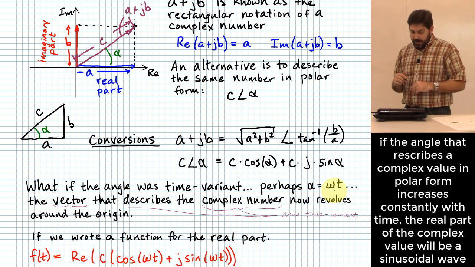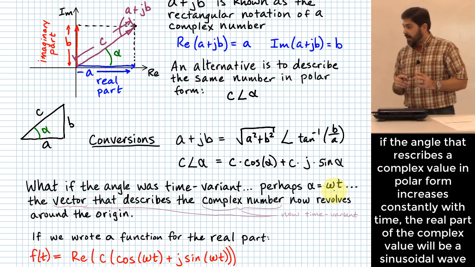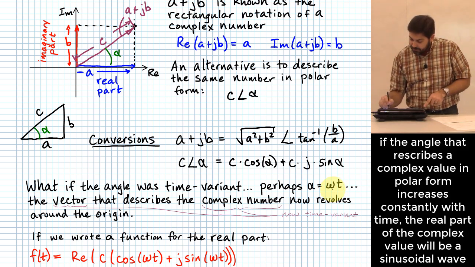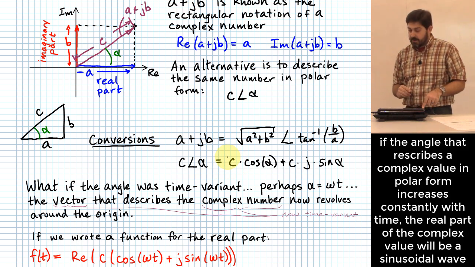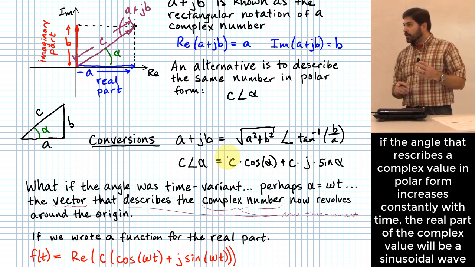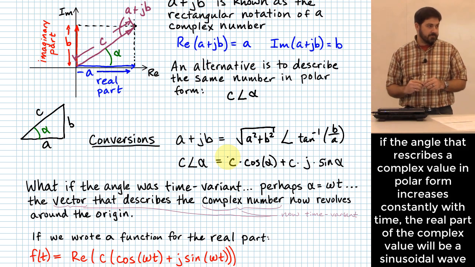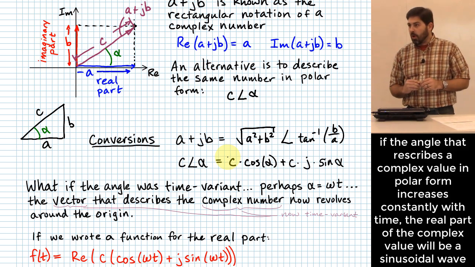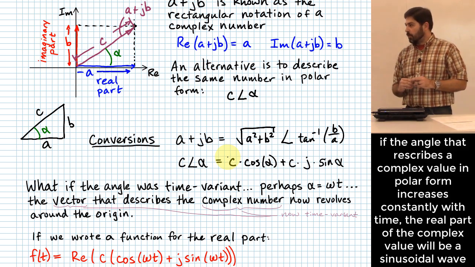Anyway, what we can look at with this is that if you plug that value into our polar expression of that complex number, and then you only look at the real component that comes out of it, what shape is that waveform going to be?